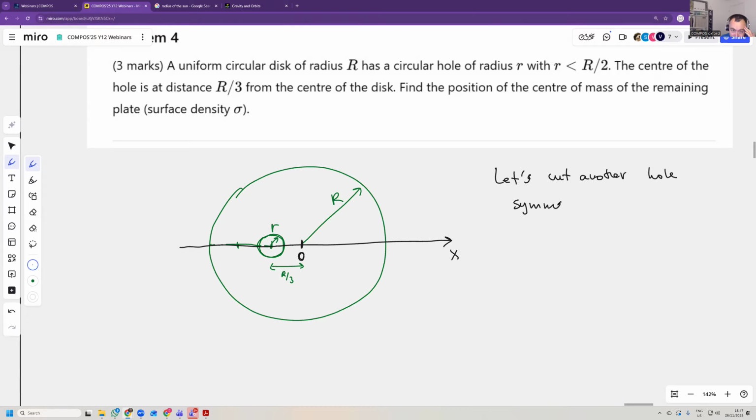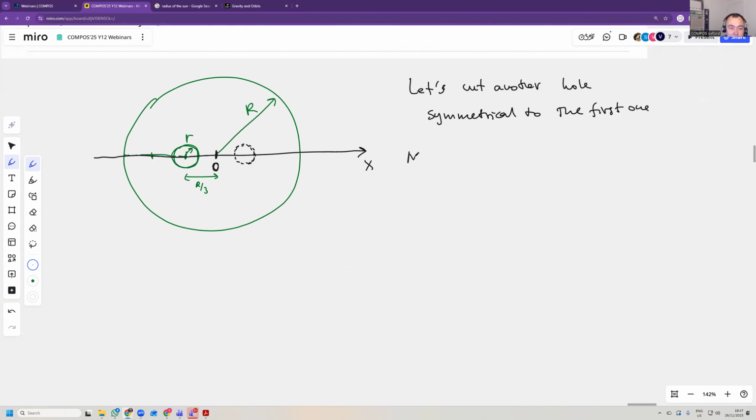Symmetrical to the first one, and we're going to cut it here. So now we have two objects. Now we have two pieces, a disc with two holes in it, and a small piece, right?